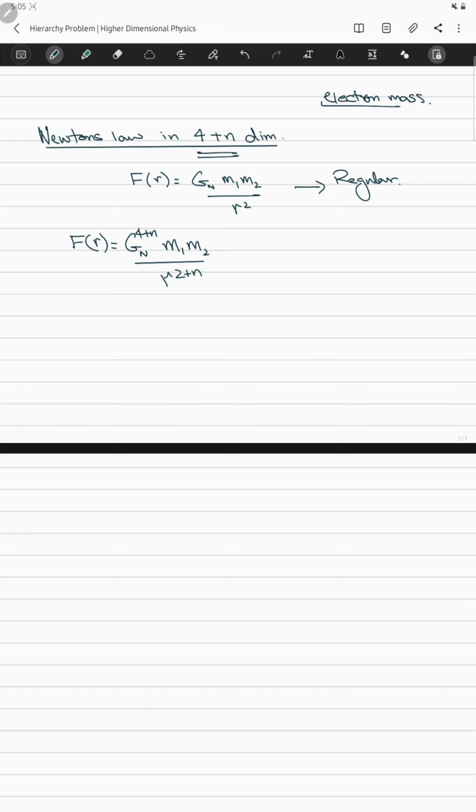So this is your Newton's law in 4 plus n dimensions, which can also be written as 1 over M_Pl, which is the Planck length in 4 plus n, to the power n plus 2. I have just rewritten this Newton's gravitational constant in terms of the Planck length times m1 m2 over r^(n+2).